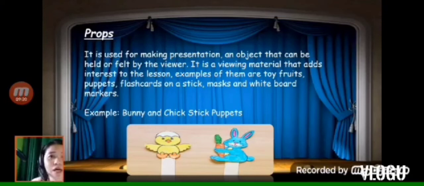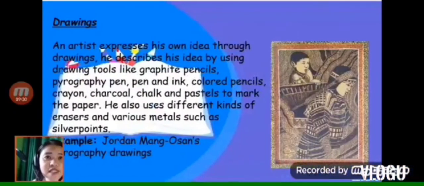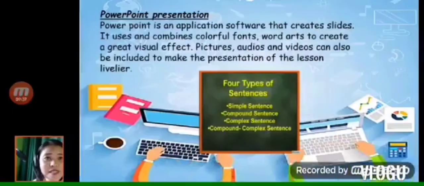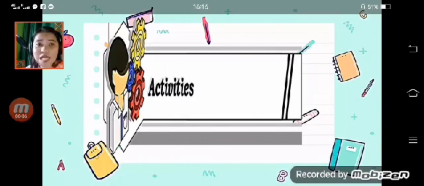So again, how many viewing materials do we have? We have props, sculpture, prints, drawings, paintings, cinema and video films, photographs, and PowerPoint presentation. So we have eight viewing materials.